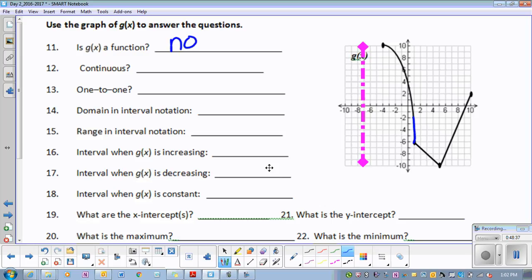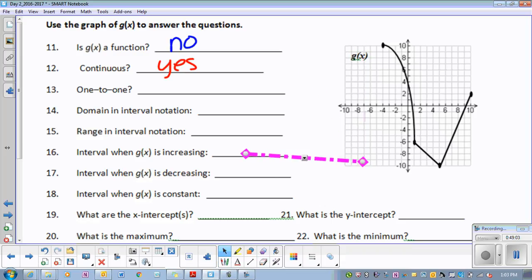Okay, is this continuous? Yes, good. If this is a road and I'm driving on it, are there any breaks or holes or gaps? No, I can drive on the whole thing. It's continuous. Is this one-to-one? No, it's not. Right there, crooked line.